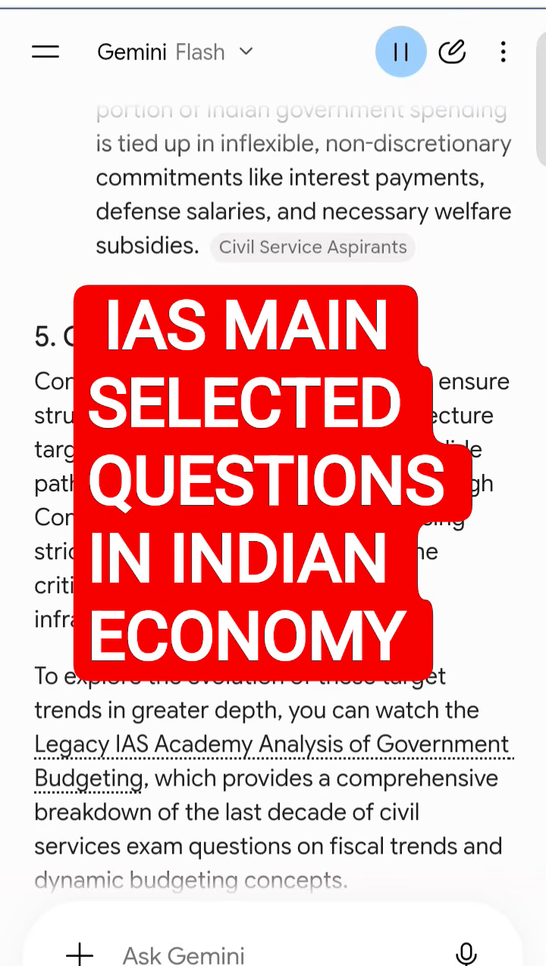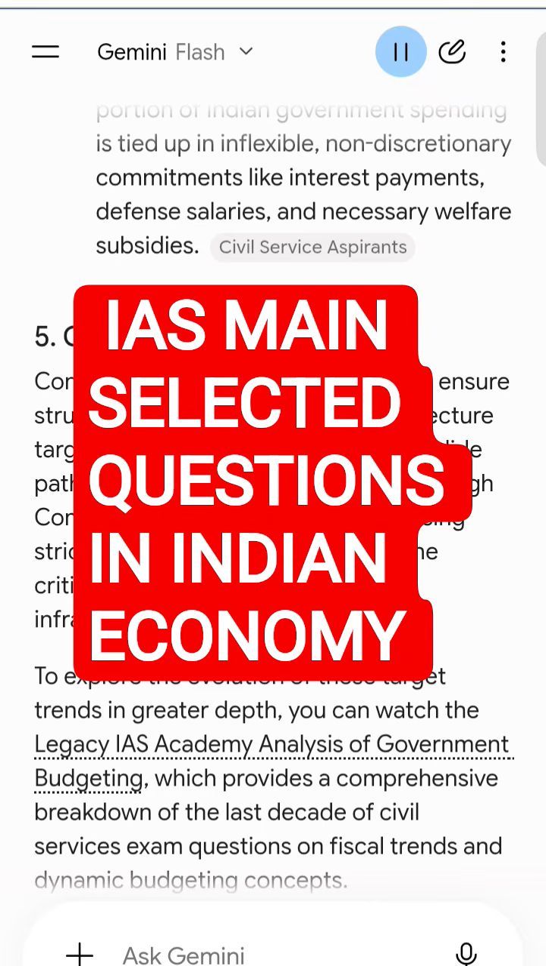1. Introduction. Start with a crisp constitutional reference. Under Article 112 of the Indian Constitution, the Union Budget is referred to as the Annual Financial Statement, AFS. It is divided into two primary operational accounts to separate day-to-day consumption from long-term asset building, the revenue budget and the capital budget.